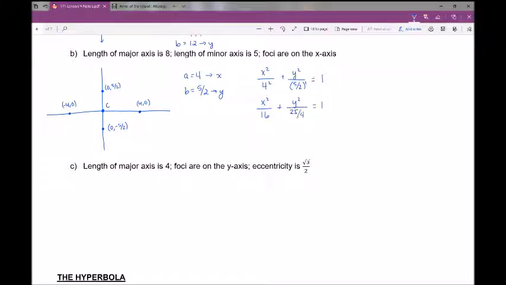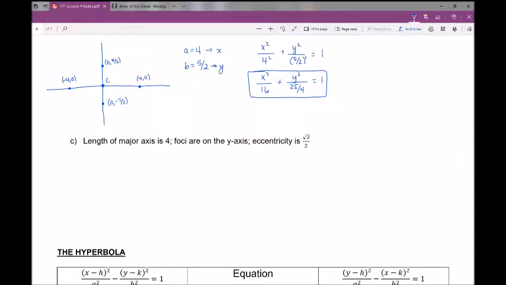It's okay to have a fraction in the denominator of your equation. I would rather see that than have you try to divide the fraction. So you can just leave it like this with the 25 over 4 in the denominator. That's perfectly fine. So this is the equation of our ellipse. All right, we have one more example for this video, and then in the next video we'll discuss the hyperbola.